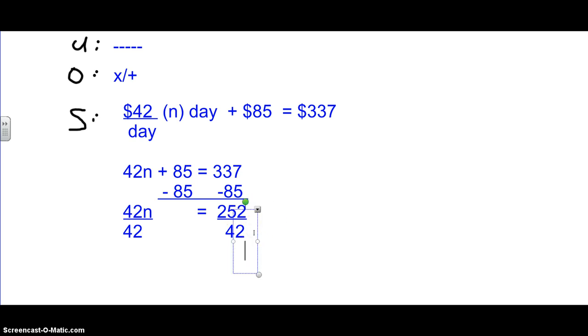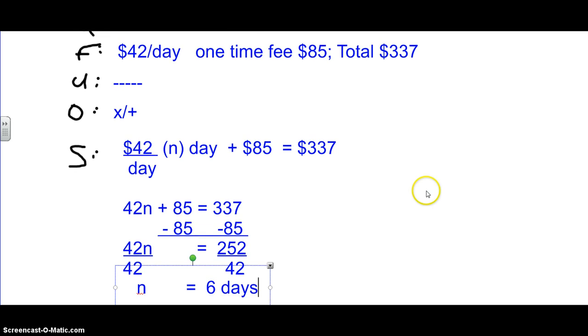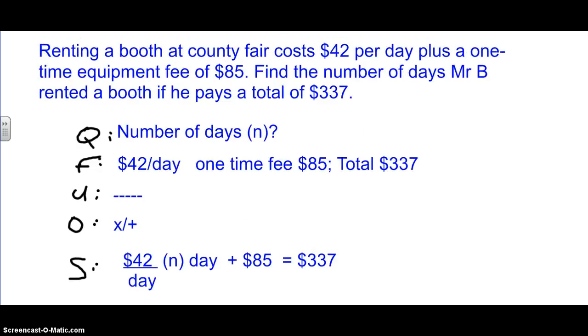And so we can say that n equals, let's see, 42 going into 252. And when you do, n equals 6, right? So 6 days. Okay, so there's your answer, 6 days. That sounds reasonable, doesn't it? And when you substitute 6 back into the original equation, 42 times 6 gives you 252, and 252 plus 85 is 337. So don't forget to check your work.